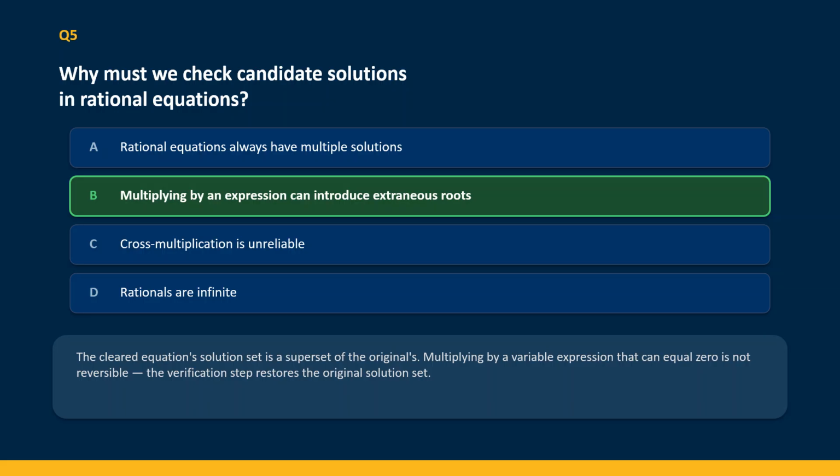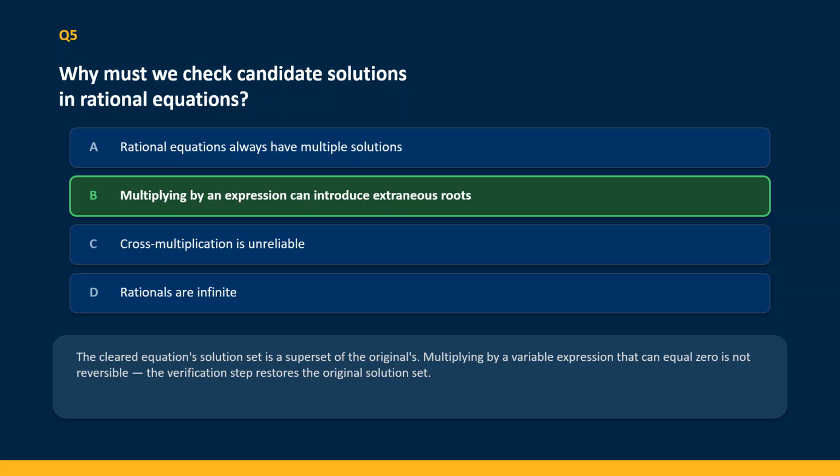Choice A is empirically false. Many rational equations have a unique solution, and some have no solution at all. Multiplicity of solutions is neither a necessary feature of rational equations nor the reason for verification. Choice C mischaracterizes cross-multiplication, which is entirely reliable within its scope of application, two-fraction equations. Choice D commits a category error. The fact that rational numbers form an infinite set is irrelevant to the solution procedure for rational equations.